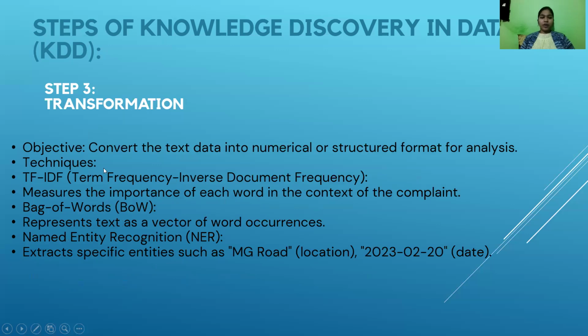Third, transformation. Objective: convert the text data into numerical or structured format for analysis. Techniques: TF-IDF, term frequency inverse document frequency, measures the importance of each word in the context of the complaint. Bag of words represents text as a vector of word occurrences. Named entity recognition extracts specific entities such as MG Road, location, date.